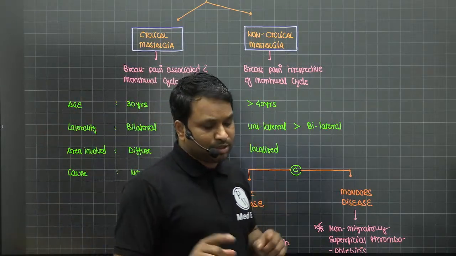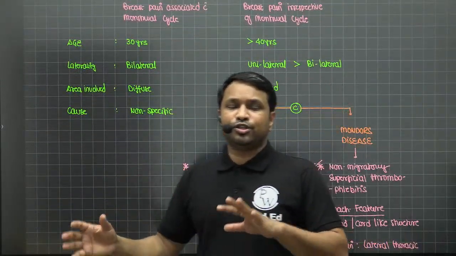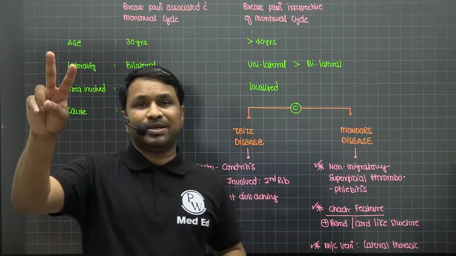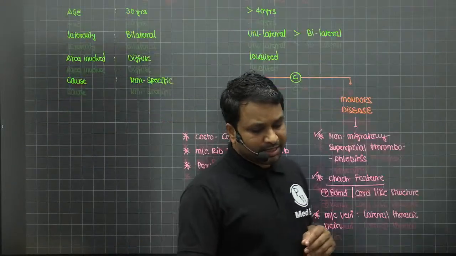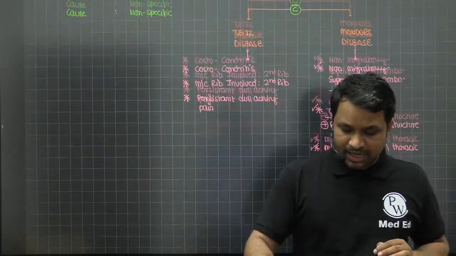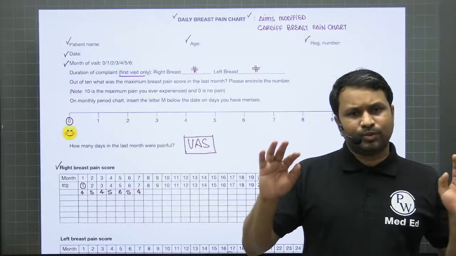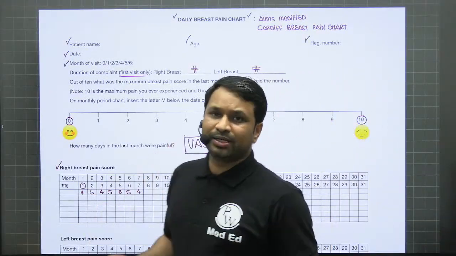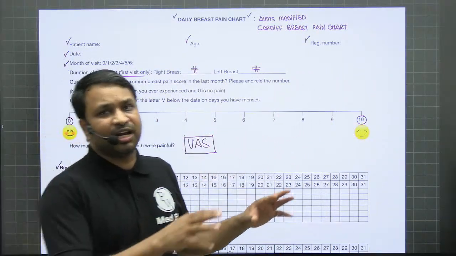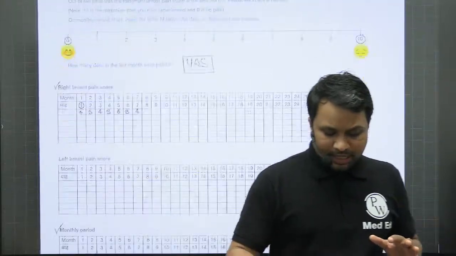It is independent of the menstrual cycle. I've given you how to differentiate between cyclical and non-cyclical. The two best examples of non-cyclical mastalgias are Tietze's and Mondor's disease. Now, any patient who comes to you with any form of mastalgia, you will give an Ames modified Cardiff breast pain chart so that the patient can assess.